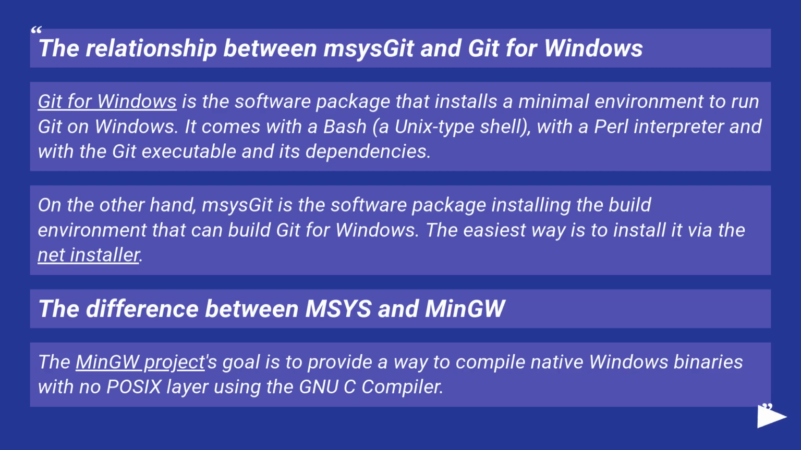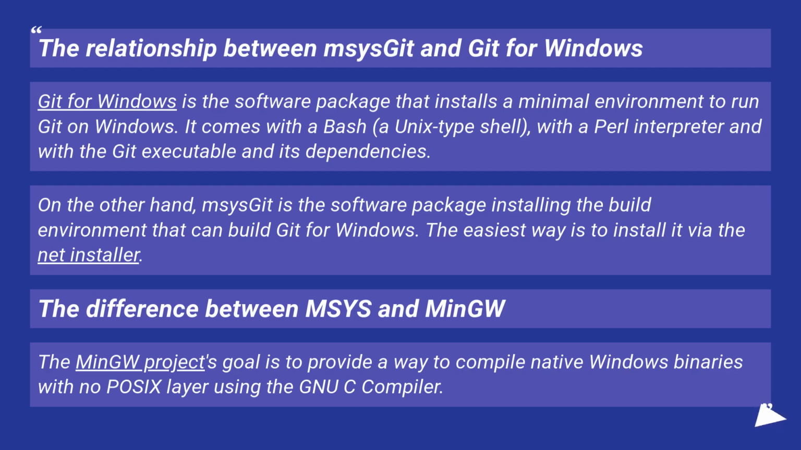The relationship between MSYS2 Git and Git for Windows. Git for Windows is the software package that installs a minimal environment to run Git on Windows. It comes with a Bash, a Unix-type shell, with a Perl interpreter and with the Git executable and its dependencies. On the other hand, MSYS2 Git is the software package installing the build environment that can build Git for Windows. The easiest way is to install it via the net installer.